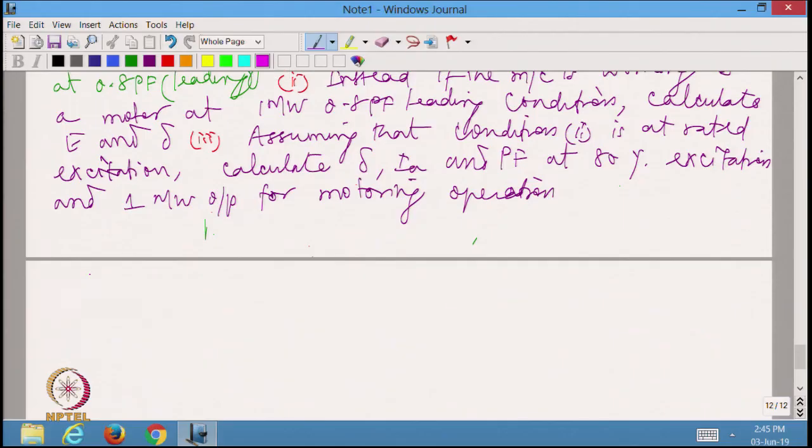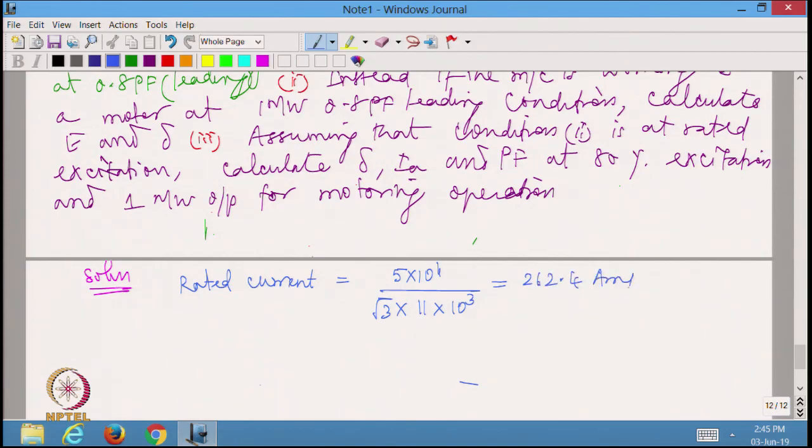So, let me start with first of all calculating the rated current. Easiest is to do that. So, rated current, it is a 5 MVA alternator, root 3, VL is 11 kV. So, I should be able to calculate what is the current. So, 5 into 10 power 6 divided by root 3 into 11. So, this is essentially 262.4 ampere. This is coming out to be the rated current.